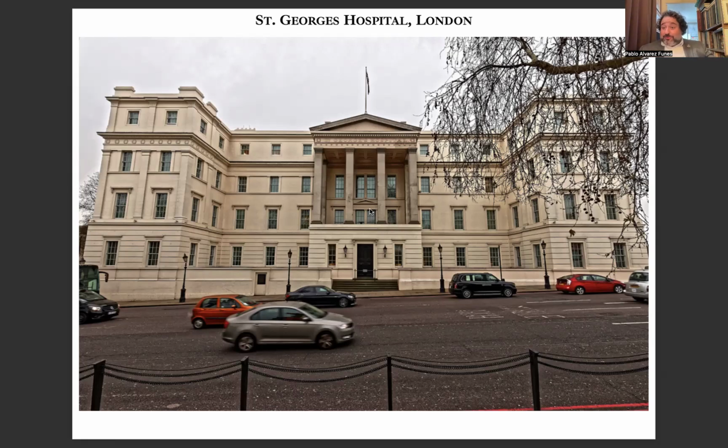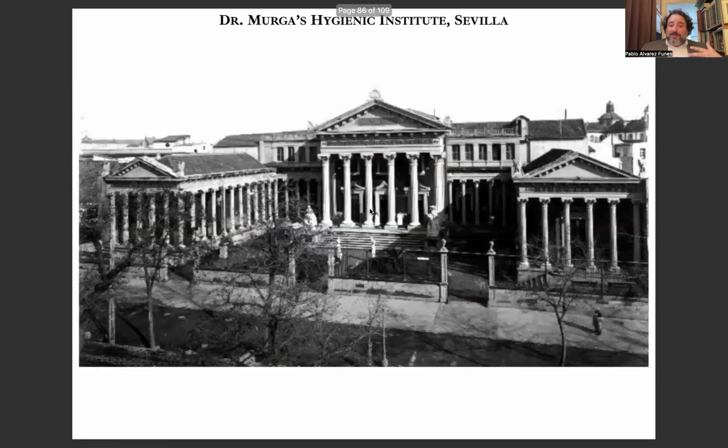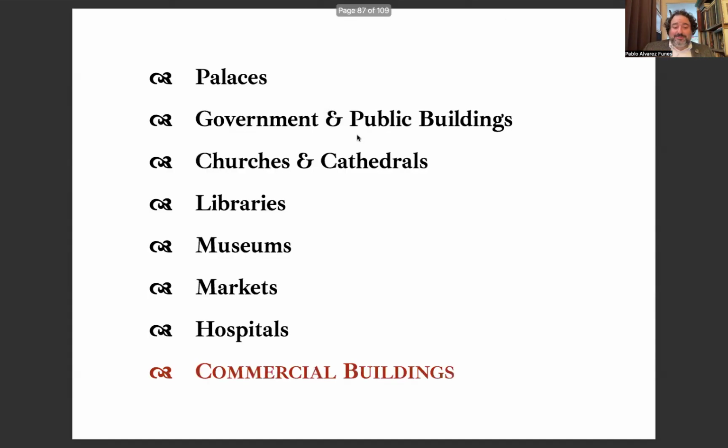And moving towards the other extreme, one of the most beautiful clinics or hospitals ever built, Dr. Murga's Hygienic Institute in Sevilla, unfortunately demolished in the 1950s, but this was probably one of the most incredible hospitals ever built. You can very clearly see it looks like a museum, but no, it was a hospital, a sort of private clinic, but that's what it was. So you see the central portico, the two side porticos. This is like the British Museum, but in a compressed version dedicated to healthcare. It's very, very beautiful and interesting.